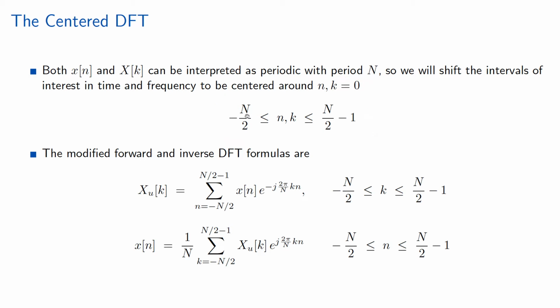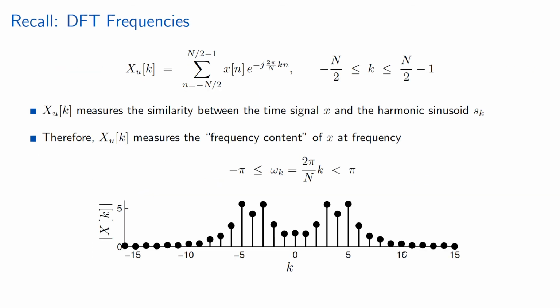So we're going to use a set of modified forward and inverse DFT formulas that are given here. They look just like the regular unnormalized DFT, except that we're summing now from minus N over 2 to N over 2 minus 1 in both cases. And we're interested in the indices k, frequencies k, and times n similarly over these time intervals and frequency intervals from minus N over 2 to N over 2 minus 1. And this is what we're going to think of as the centered DFT.